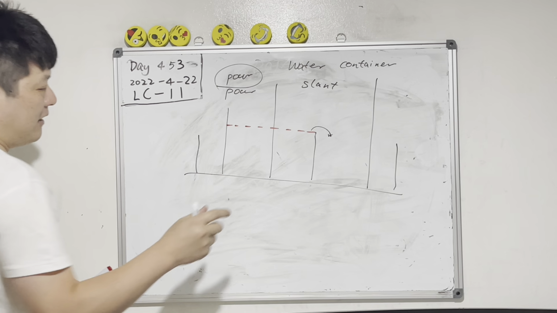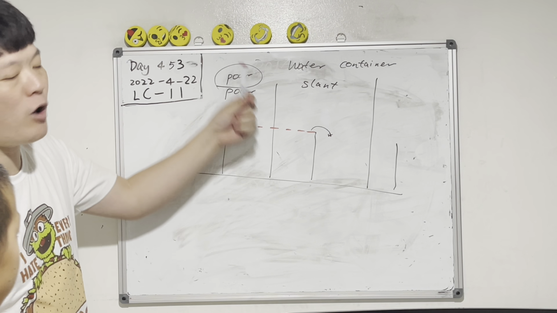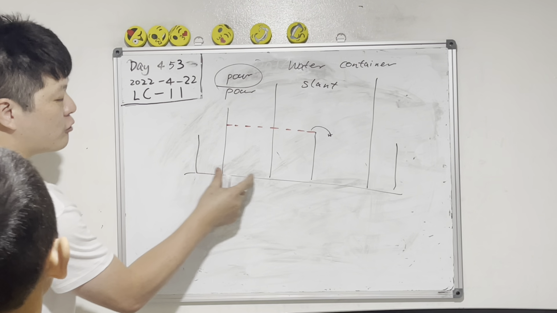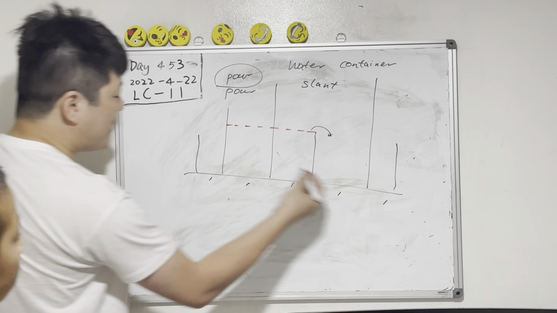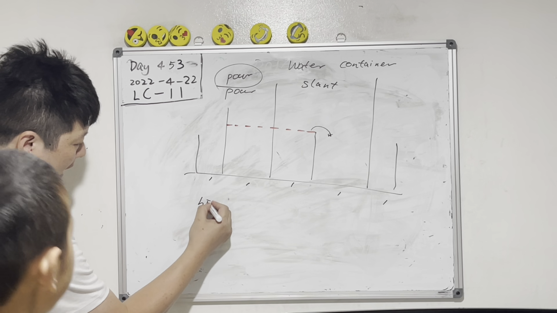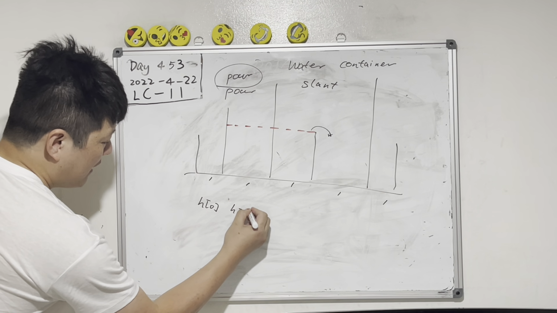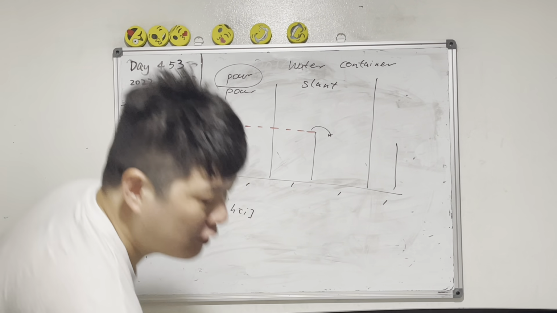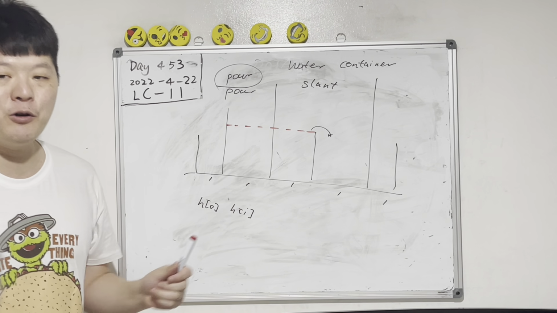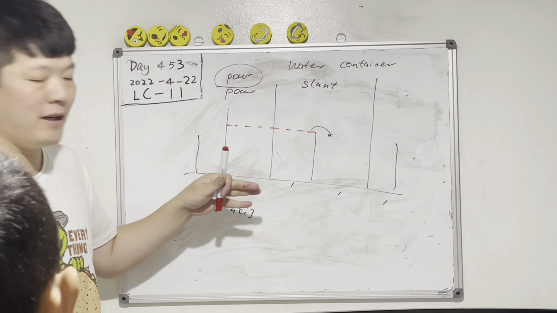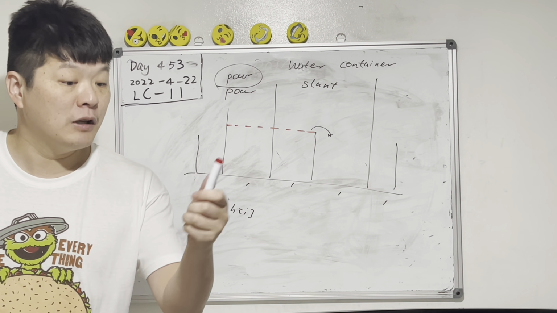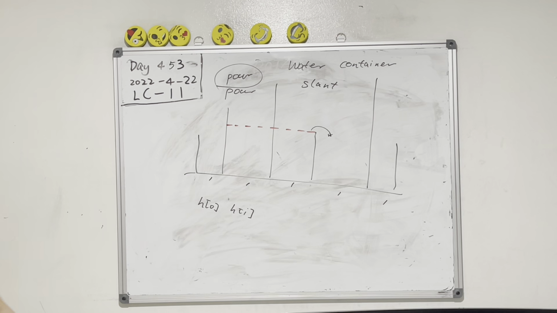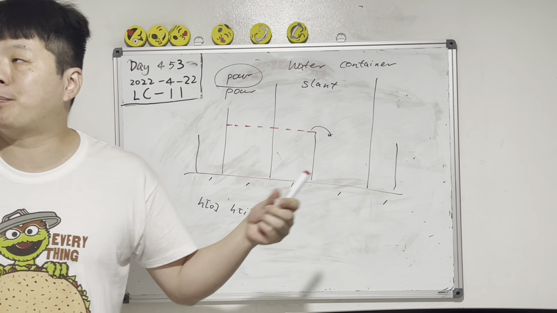Okay, so another thing is these vertical bars are separated equally, so we can think of it as distance 1. We are given this h array, which represents the height of each bar, and we want to maximize the water by choosing any two vertical bars. So how do we solve this problem?